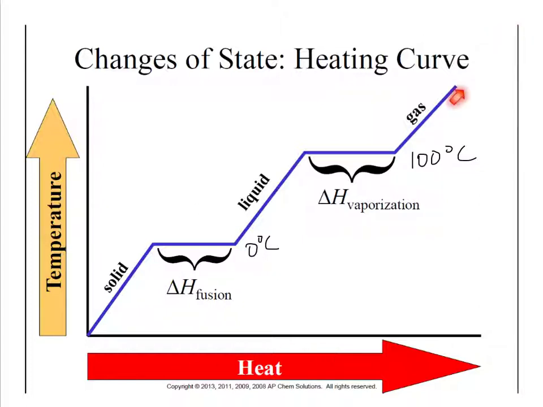And we do the same process backwards. So cool it down to 100, it's going to condense and it'll all stay at the same temperature until it's all condensed. Cool it down and it'll freeze and it'll all stay at 0 degrees Celsius until it's all frozen. And then we can reduce the temperature of the solid. And these two values right here would be the same no matter what direction you're going.